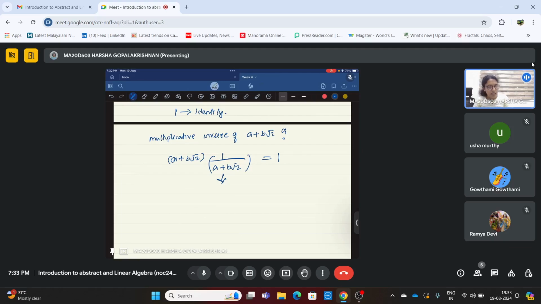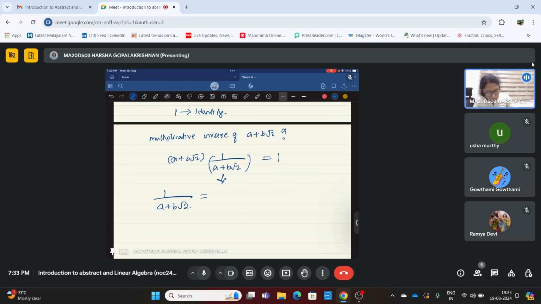So if this is in the field, what is the field? The field is the set of all a plus b root 2. This element 1 by a plus b root 2 should also be in some form c plus root 2 d. That we need to check. Then only we can say the multiplicative inverse exists, right? So can we write it in the form of some c plus d root 2?